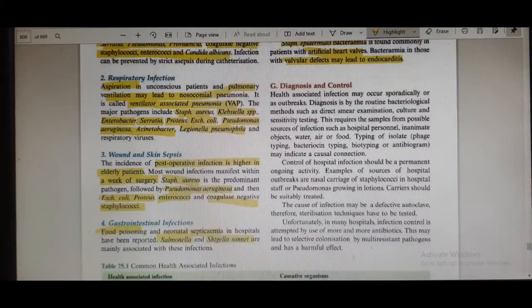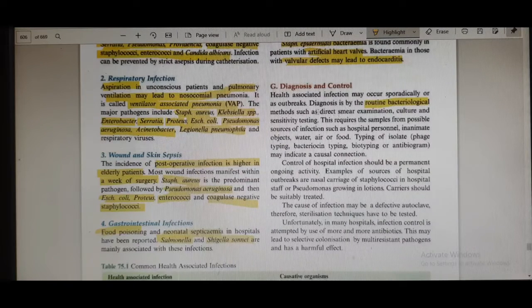Moving to the diagnosis and control of health associated infection, it is usually done with routine bacteriological methods such as direct smear examination, culture of the specimen obtained, and sensitivity testing.